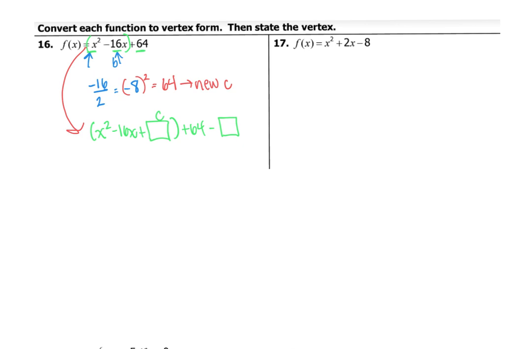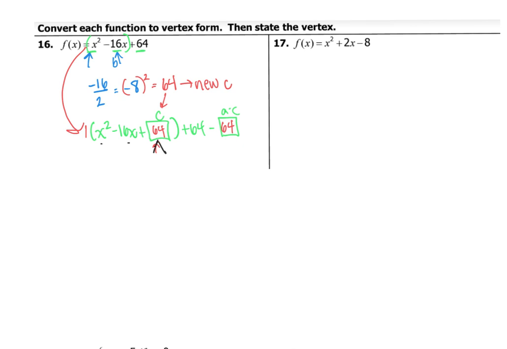We're going to call this a times c, but since our a value is 1, it is the same as our c value. So what goes in the parentheses? Again, this box is for the c value, so 64 goes here. I would do 64 times my a value, which is 1. It's going to stay 64. That goes in the outside box. Now I have a trinomial inside. I have 1, 2, 3. I can do my factor tree.